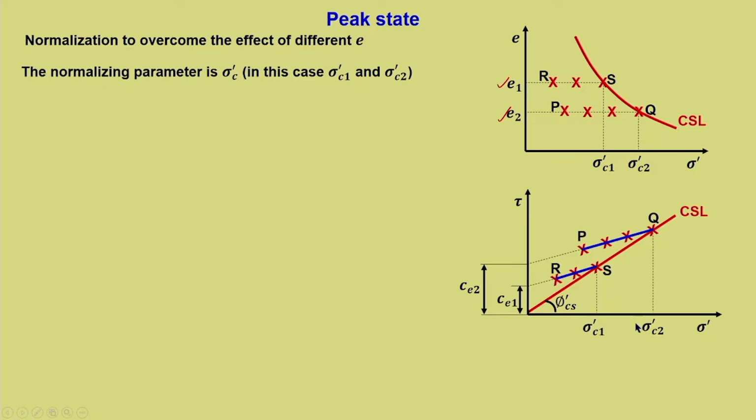This will be the normalizing parameter, and what we will normalize? We will normalize tau and sigma dash. So, the normalized parameters are tau by sigma dash C, sigma dash by sigma dash C. We have done this in the previous lecture, and we have seen that critical state line and normal consolidated line comes to a particular point. The line is represented by a point. How this is so? Please refer back to those lectures.